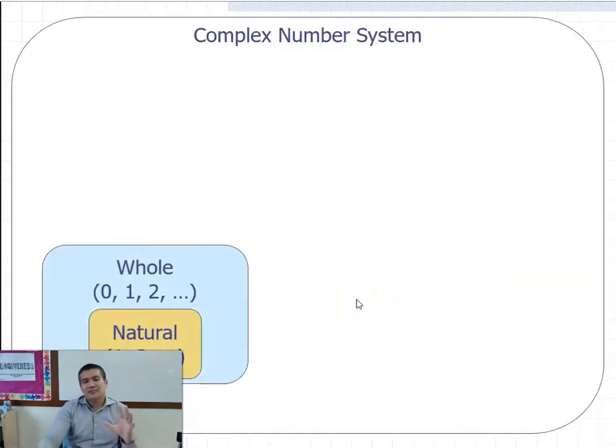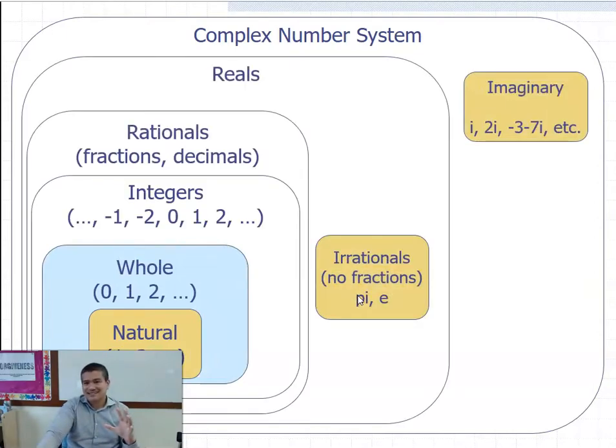So these are parts of the complex numbers. These are the topics of the complex number system. So we have the real numbers, rational numbers, integers, whole numbers, natural numbers, irrational numbers, and imaginary numbers.